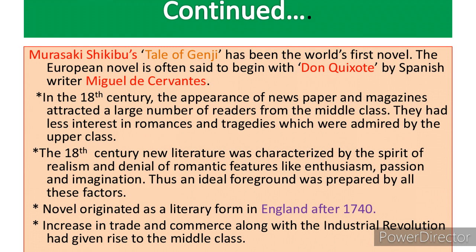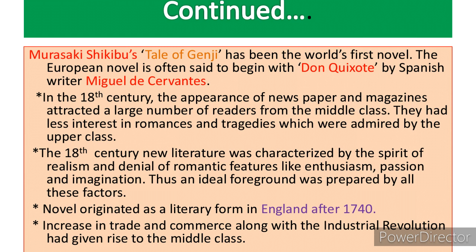The 18th century new literature was characterized by the spirit of realism and the denial of romantic features like enthusiasm, passions, and imaginations. Thus, an ideal foreground was prepared by all these factors. One of the most important features of the 18th century is the spirit of realism. Whatever was real, whatever was true, was accepted by the readers, and they entirely neglected and opposed romantic features like enthusiasm, passion, and imagination. The novel originated as a literary form in England after 1740.